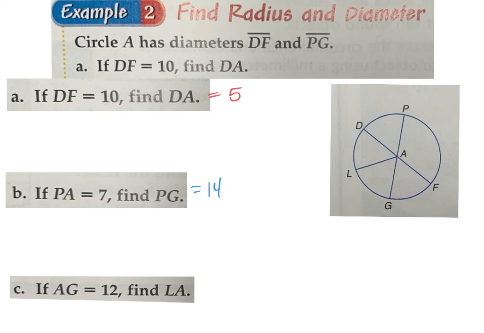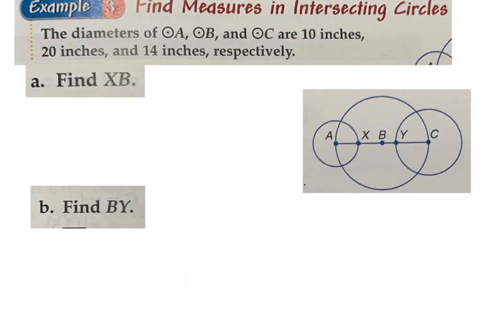AG is 12. They want LA. What did they give me? 2. This is a radius, this is a radius. So this length is going to be 12. In this case, they have the diameters of A, B, and C as 10 inches, 20 inches, and 14 inches respectively. Respectively means in that order. So A is the first one they listed, A is 10 inches. B is the second one they listed, B is 20 inches. And C is the third one they listed, so C is 14 inches.